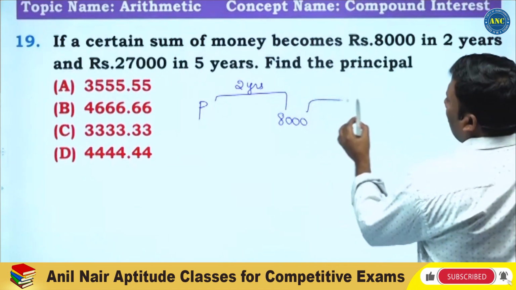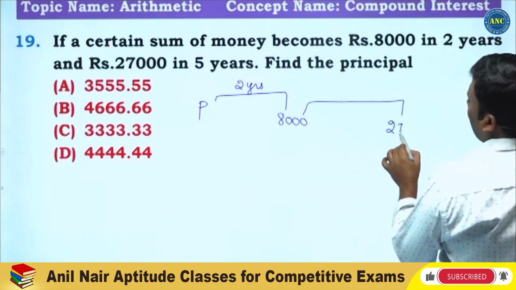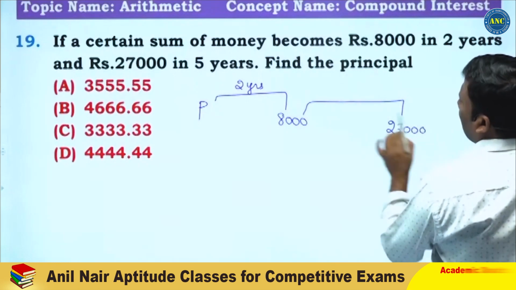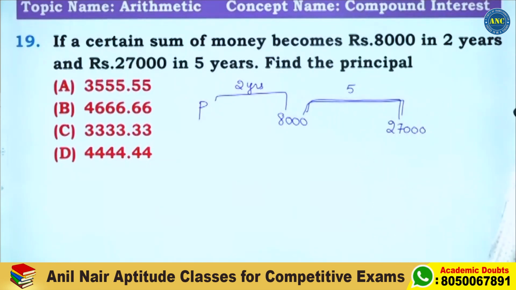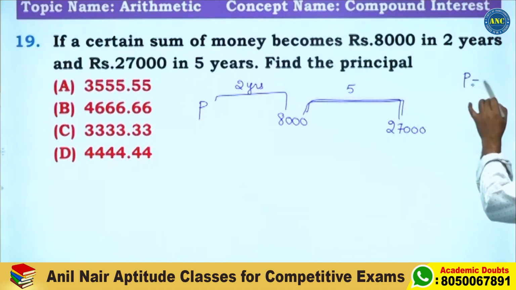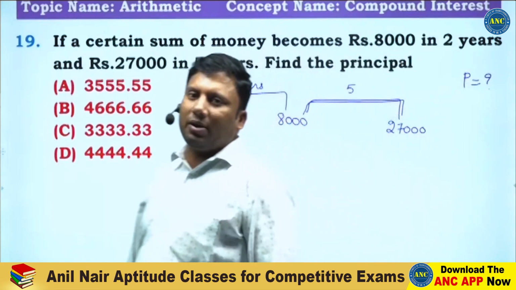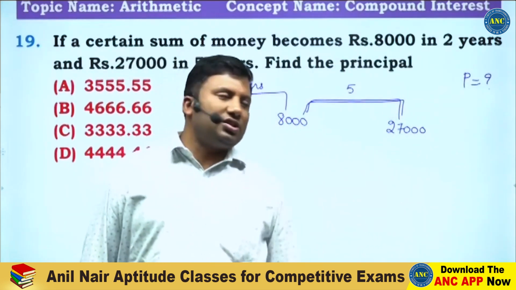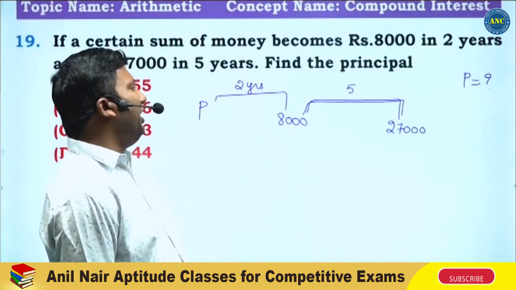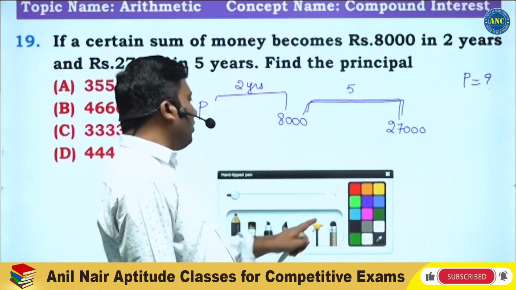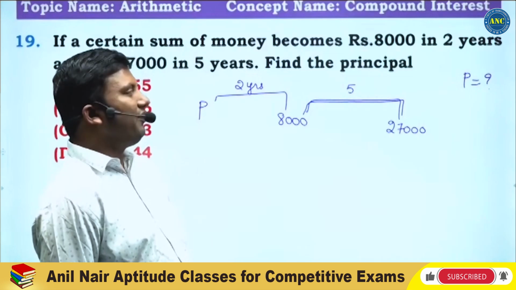And these 8,000 is becoming 27,000 in 5 years. Find the principal. Just a small one more step, you will get the answer. A certain sum is becoming 8,000 in 2 years and 27,000 in 5 years. It is a regular question which you will find in any of the quant textbook.